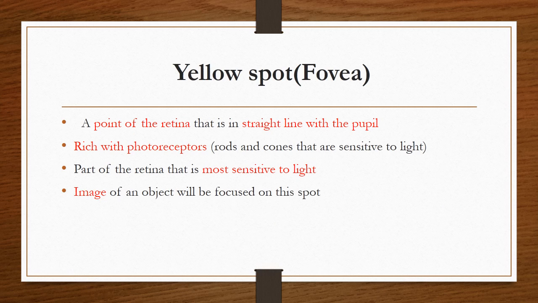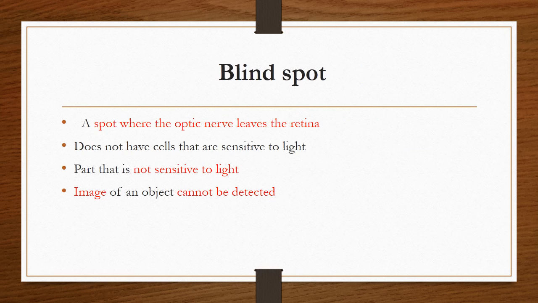Fovea is a point of the retina that is in a straight line with the pupil. It is rich in photoreceptors, the rods and cones that are sensitive to light. As it is the most sensitive part to light, the image can be focused on this spot. So the image of an object will be focused on the fovea centralis.